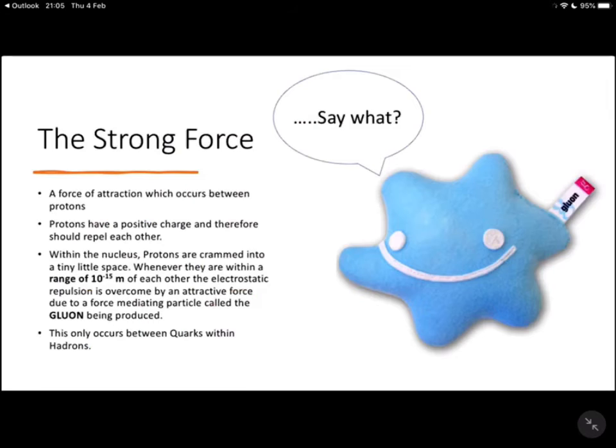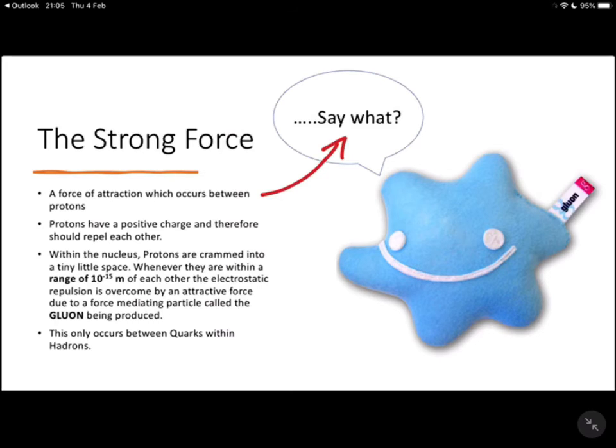The strong force is a force of attraction which occurs between protons. This is when you start scratching your heads. Protons have a positive charge and therefore should repel each other. Now remember that protons are contained within the nucleus of an atom, and this is a very, very tiny space. Whenever protons are within a certain range of each other, about 10 to the negative 15 meters, another force kicks in which is actually stronger than the electrostatic repulsion they normally have towards each other.